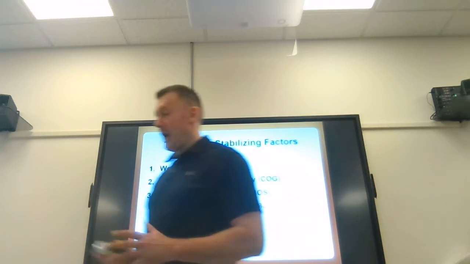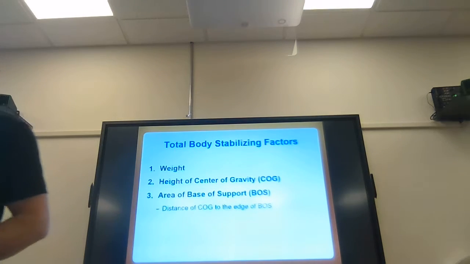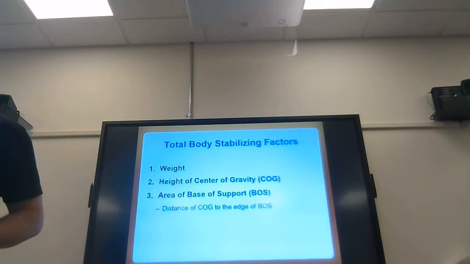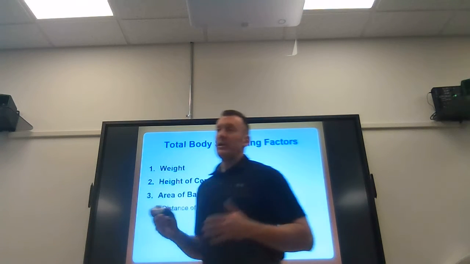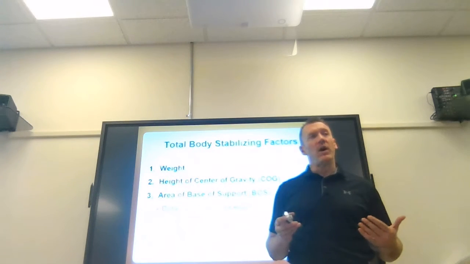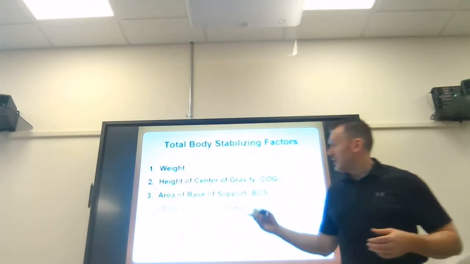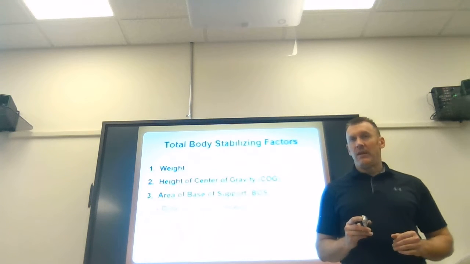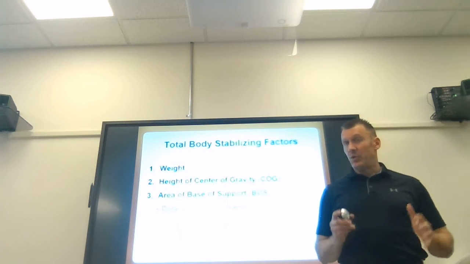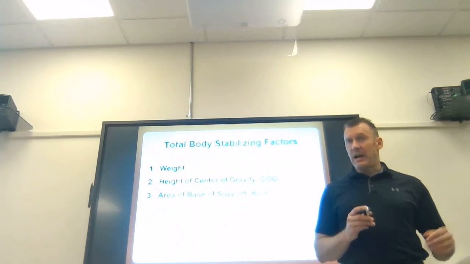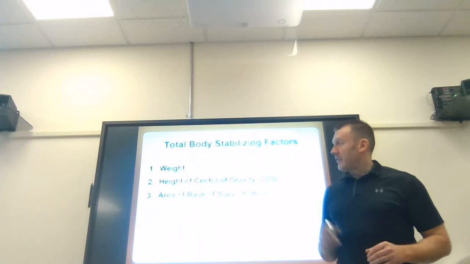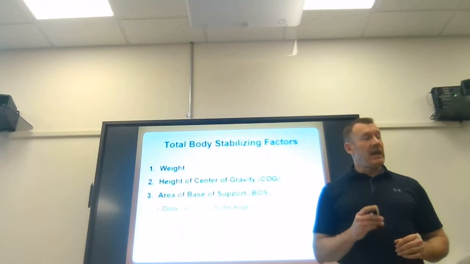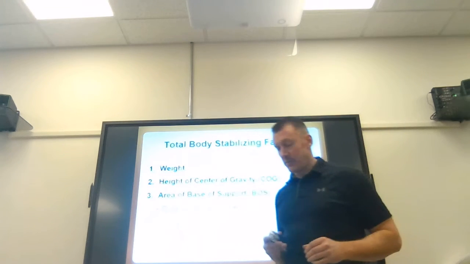There's times in sports where we want less stability. There's times in sports where we want more stability. So it all depends. If you want less stability, you want to be able to move out of a position quickly. You want the center of gravity to be closer to the edge of your base of support. If you want to be more stable and more difficult to be knocked out of position, you want the center of gravity to be further away from the edge of the base of support.